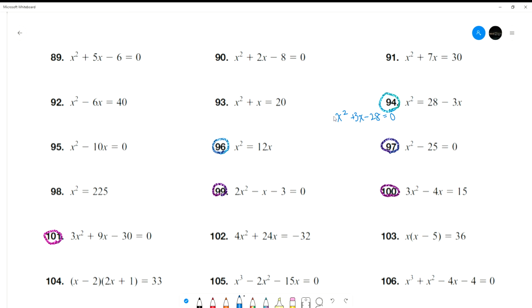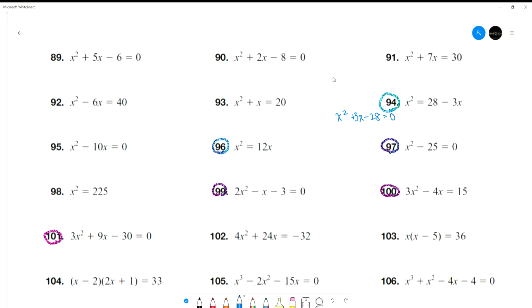Okay, so now our a here is positive 1. We can continue to factor, right? This one is one of our easier factoring problems. So we look for the factors of negative 28, that's our c, and those factors have to have a sum of positive 3. That means one is negative, one is positive, and the larger factor should be positive, right?